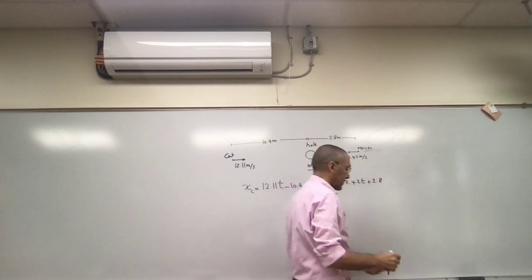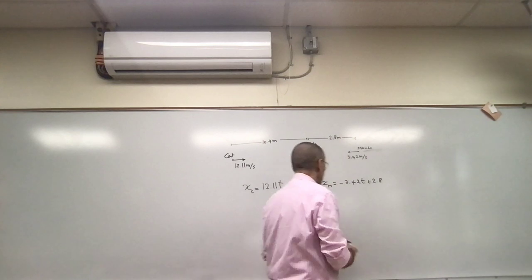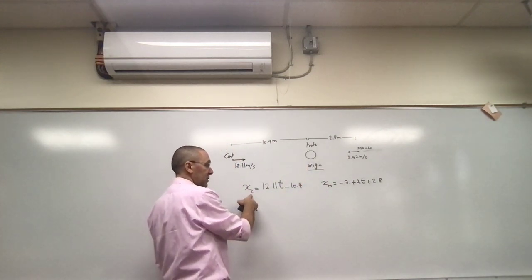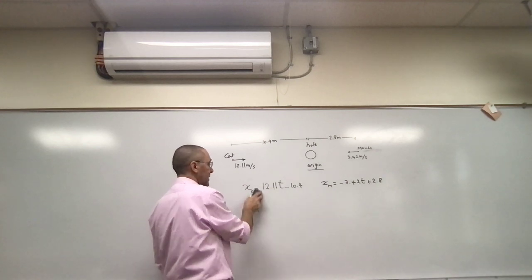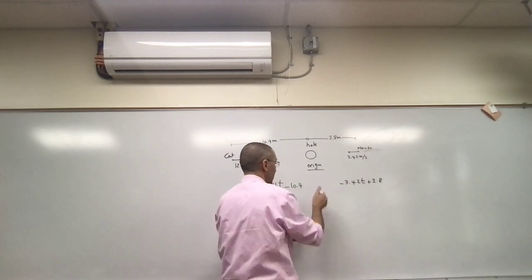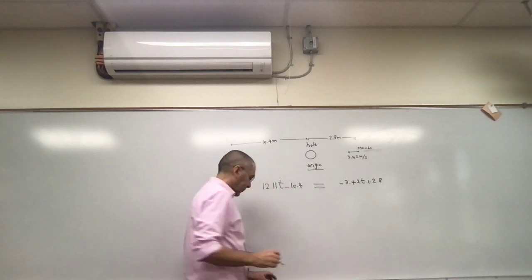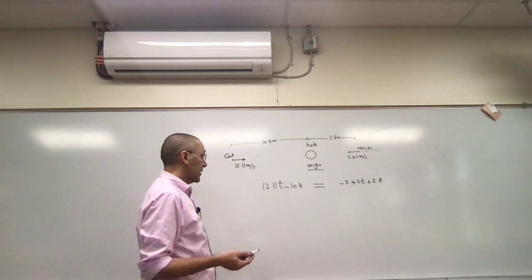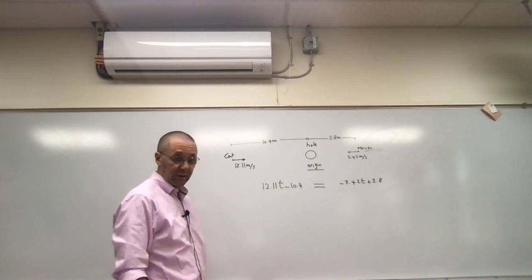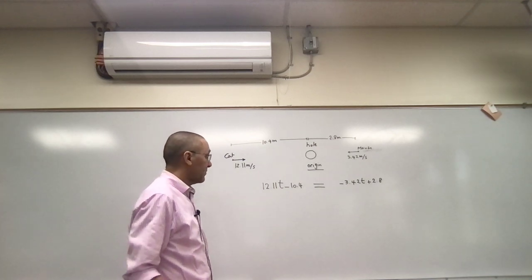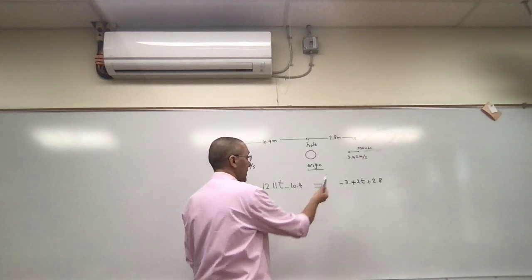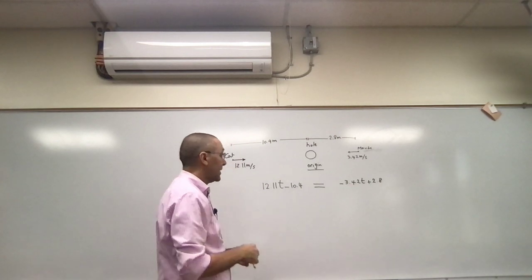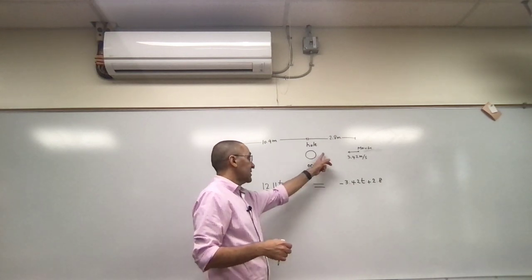Well, here's what we have to do. In order for them to meet, their positions have to be the same, which means this xc and this xm have to be the same. So I'm just going to set this equal. Now, there are two approaches to solving this problem. The first one, I could figure out how long it's going to take them to meet. Once I find that time, I can plug it into either one of these equations and find the position. If that number turns out to be positive, it means they're going to meet here.